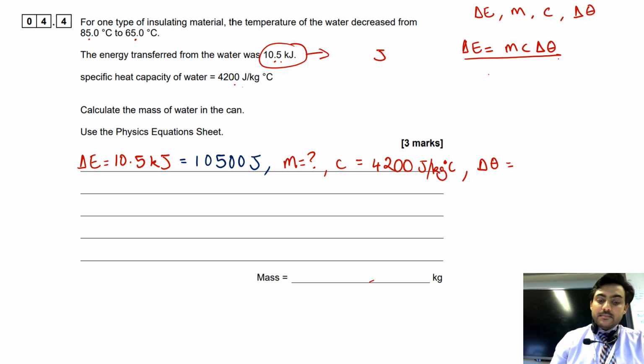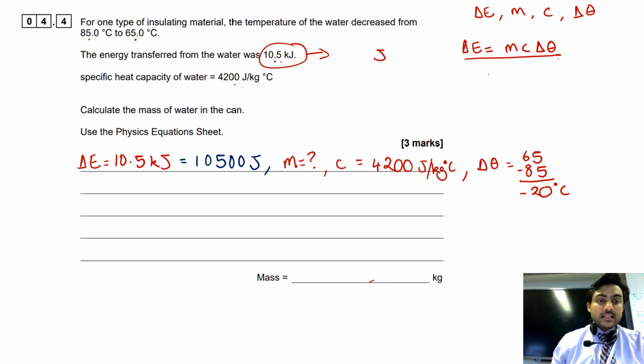We do, except it's not given as change in temperature. It's given as the starting and the final. All right, so decreased from 85 to 65. What is it? 65 minus 85 gives us the answer of minus 20 degrees Celsius. So it goes down 20 degrees Celsius.